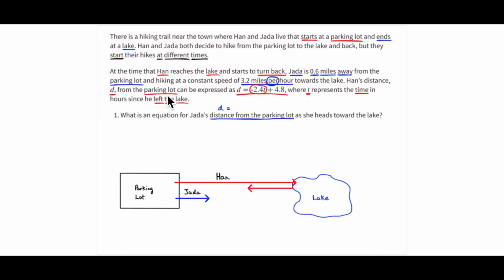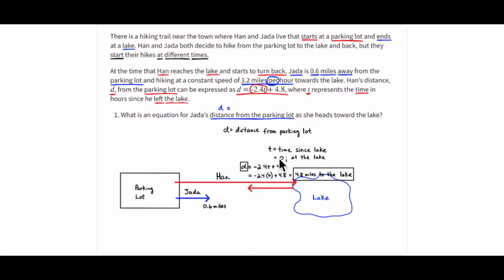Han's distance d from the parking lot can be expressed with this equation: d equals negative 2 4/10 t plus 4 8/10, where t represents the time in hours since he left the lake. So now he's reached the lake, and the time starts when he starts to hike back from the lake. At time 0, when t is 0, he's at the lake and he starts to head back.